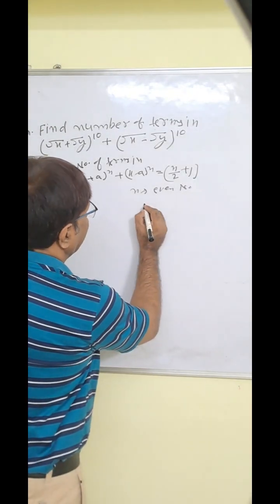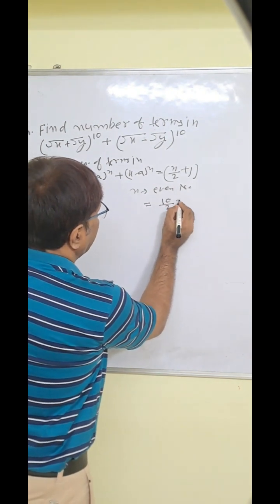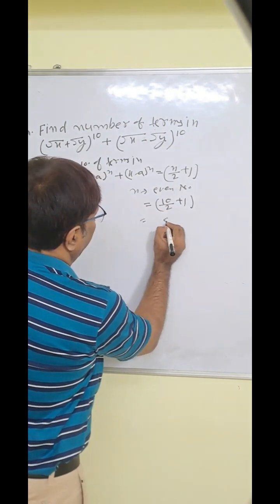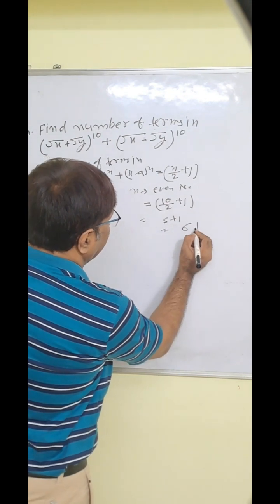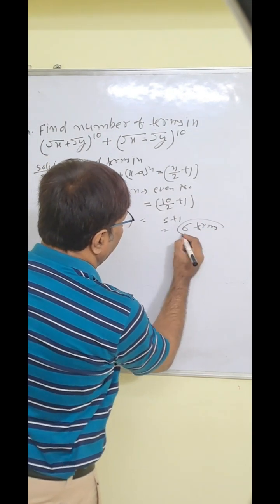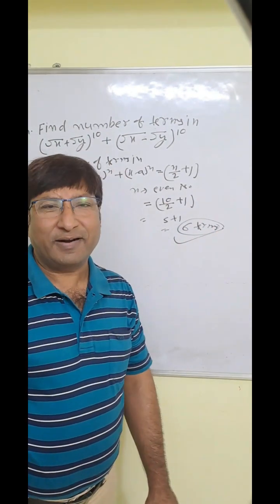So our correct answer will be 10 by 2 plus 1. So we know 5 plus 1, that is 6. So our correct answer is 6 terms.